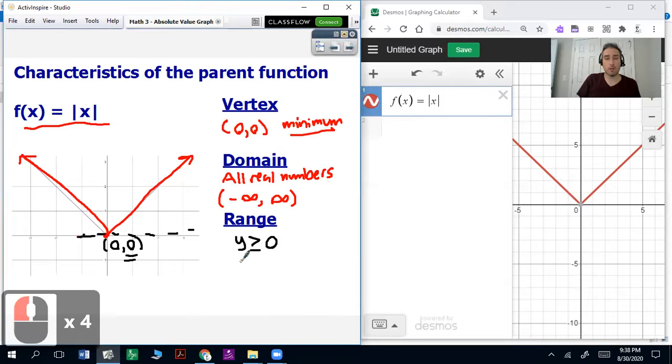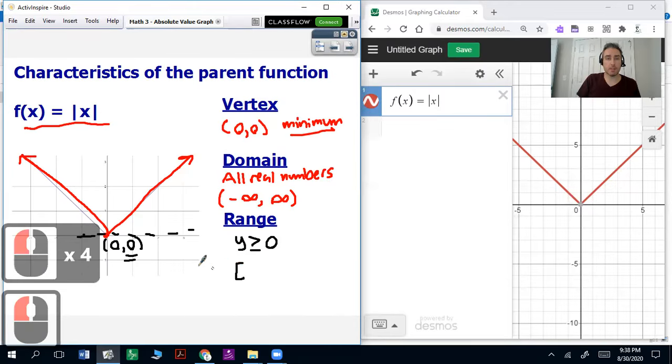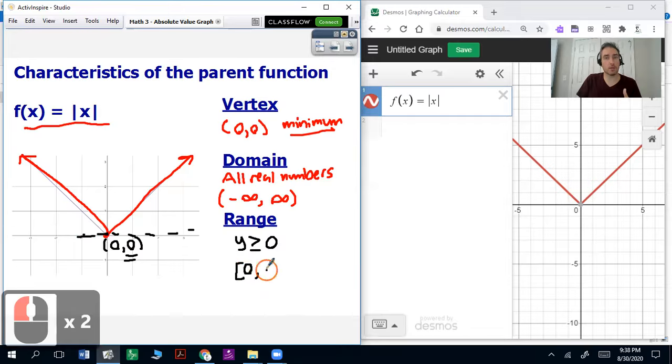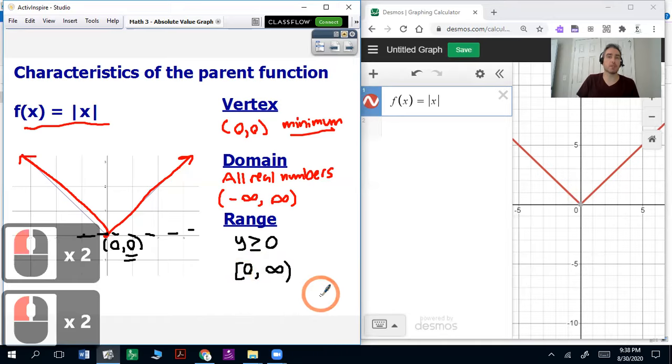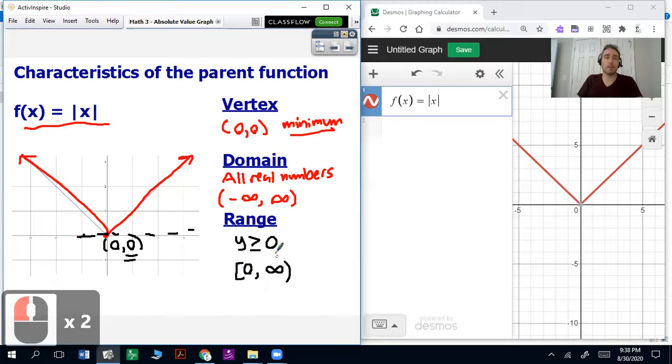Or you can start with a bracket. Brackets include that point. So if it's going to be equal to it, then you want to put a bracket, not a parentheses. So you start with your smallest number, and then you end with infinity. Infinity always gets the parentheses. So the range is going to look like those.